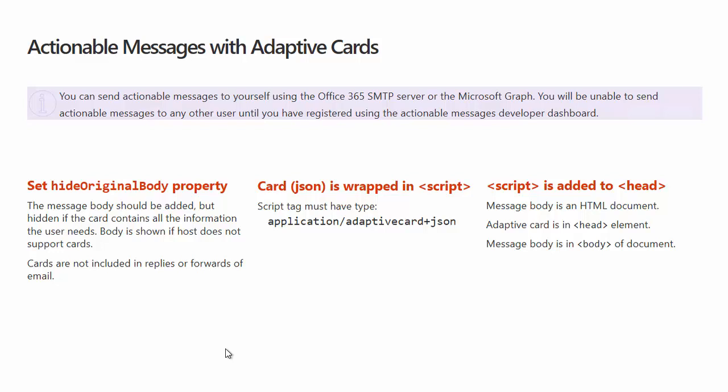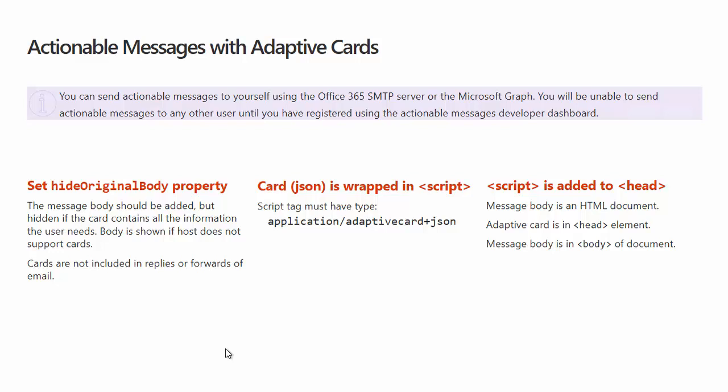Within my email, there's a property saying hide the original body. So I can, if I wish, include a card in my email and then tell the host client to hide the original body text. However, be careful doing this, right? The body is what's shown if the client doesn't support cards. So you want to make sure that the body exists and that it has relevant information. Maybe not a repeat of all the stuff in the card, but you certainly want to have something there in case the user is using an application that doesn't support adaptive cards.